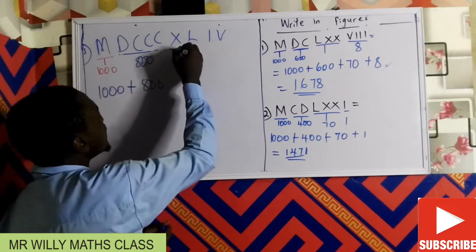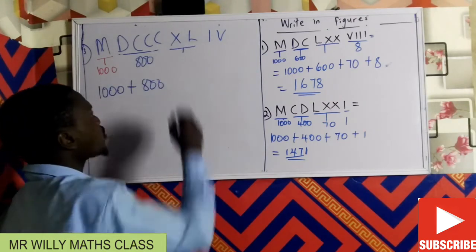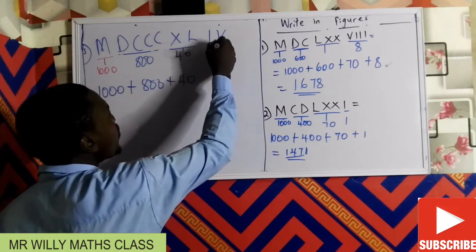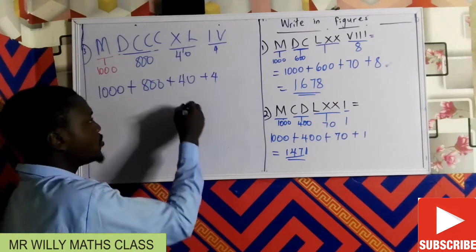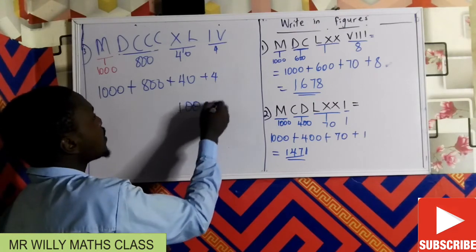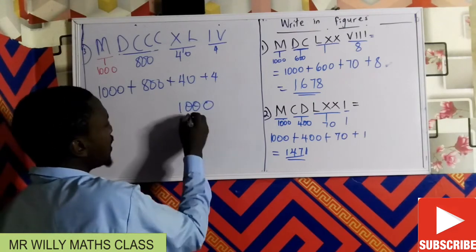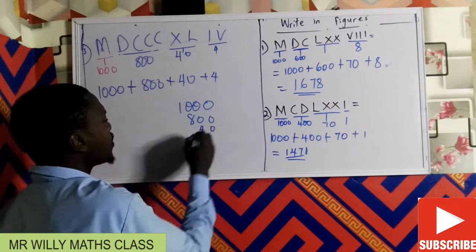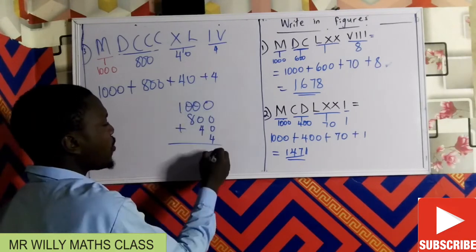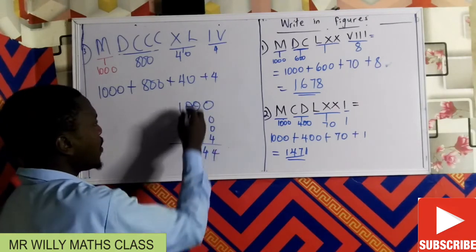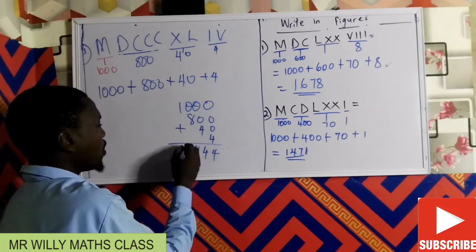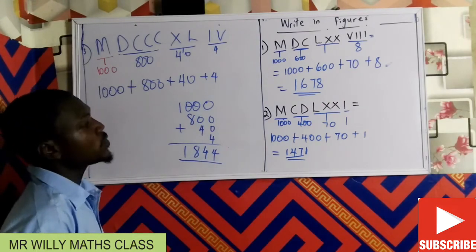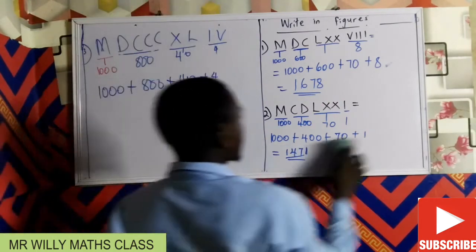The next one is your XL. What's XL? XL is 40. So that'll be plus 40. What's IV? IV is 4. So we are going to add it together. That is 1000 plus 800 plus 40 plus 4. You add it together, that'll be 4, 4, 8, 1. So our final answer is 1844.